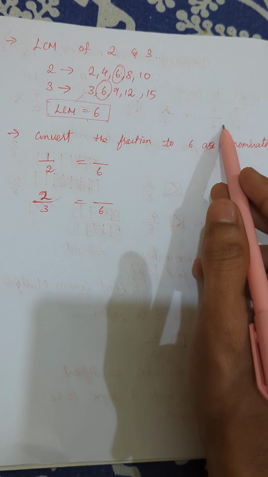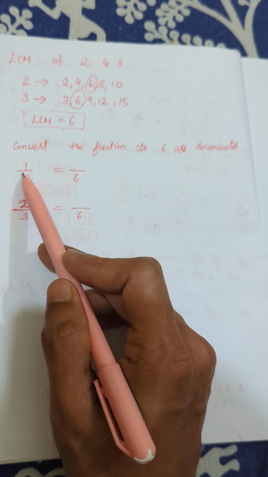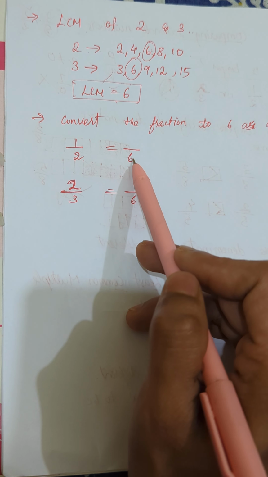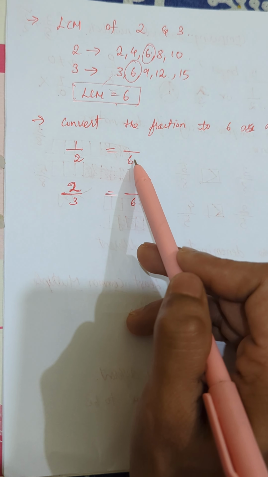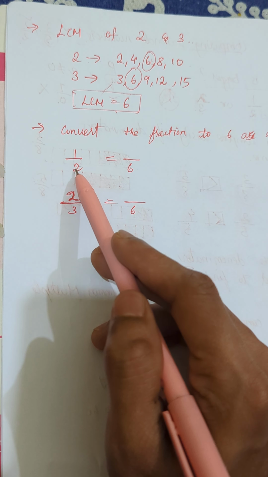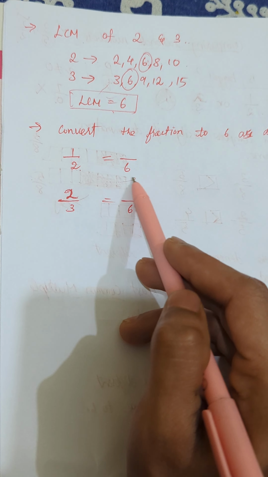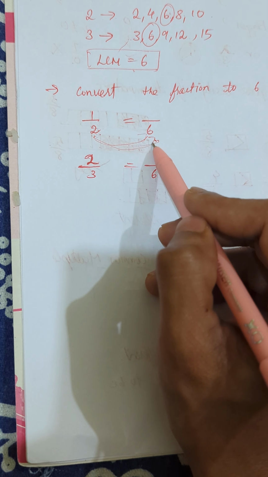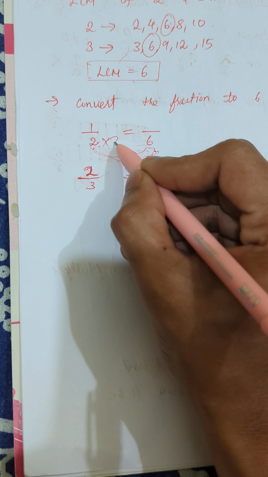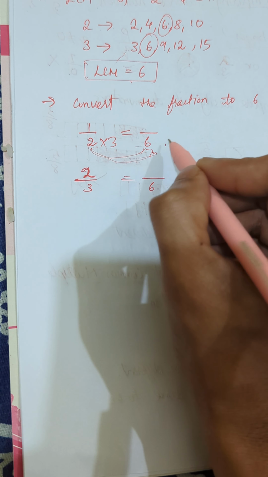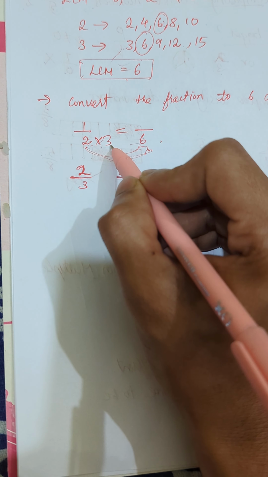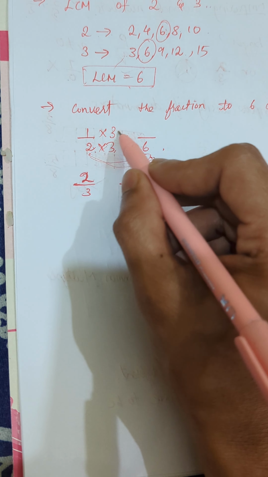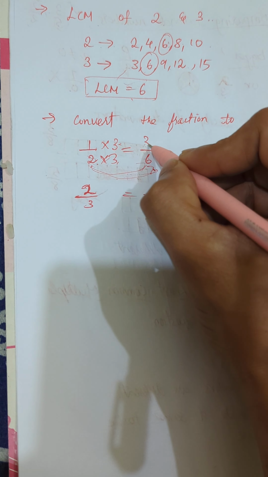That means we can now convert the fraction 1 by 2 into a denominator of 6. Now look here, how can 2 become 6? What should I multiply 2 with so that it becomes 6? It's easy, right? 2 threes are 6. And you also learned that whenever you multiply something in the denominator, you should also multiply it in the numerator. So 1 three is 3.